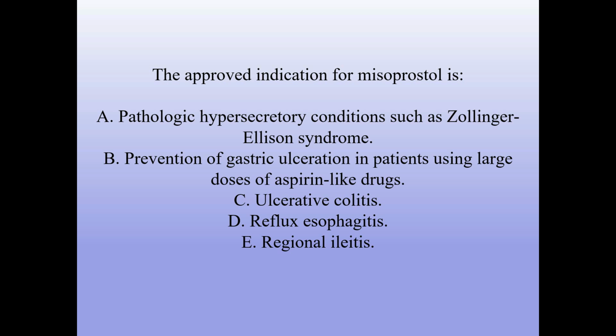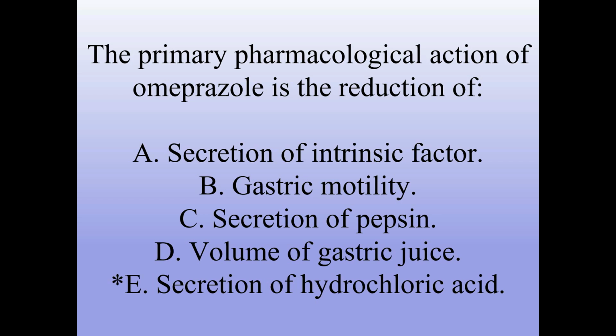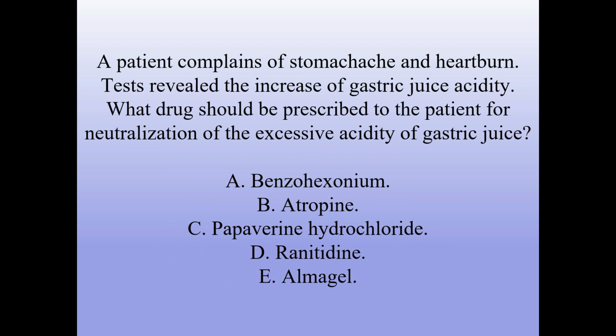The approved indication for misoprostol is, as you remember, prostaglandin analog. We also discussed this today. The answer will be prevention of gastric ulceration in patients using large doses of aspirin-like drugs. The primary pharmacological action of omeprazole is the reduction of, this is also very easy, secretion of hydrochloric acid. A patient complains of stomach ache and heartburn. Tests revealed the increase of gastric juice acidity. What drug should be prescribed to the patient for neutralization of the excessive acidity of gastric juice?